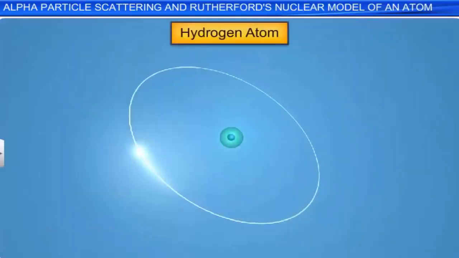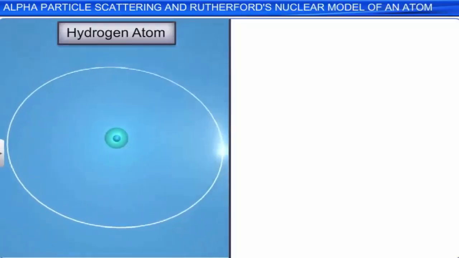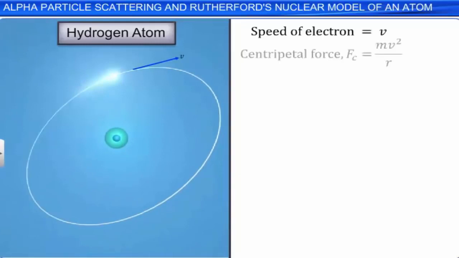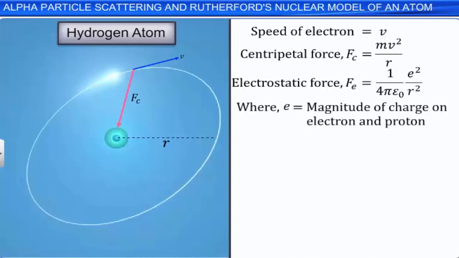A hydrogen atom consists of one electron revolving around its nucleus, which is actually the proton. For the electron revolving with speed v, the centripetal force Fc is equal to mv²/r. The electrostatic force of attraction Fe between the electron and the proton in the nucleus of the hydrogen atom, separated by a distance r, is given by Fe = 1/(4πε₀) × e²/r². This is true because the proton and the electron have equal magnitude of charge e on them.